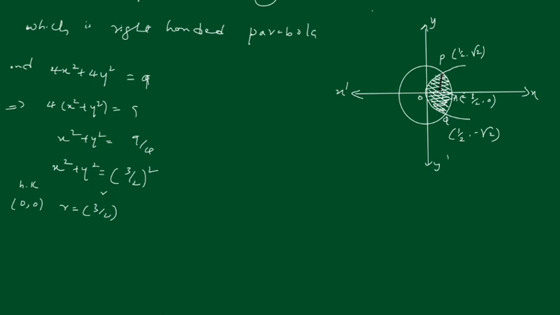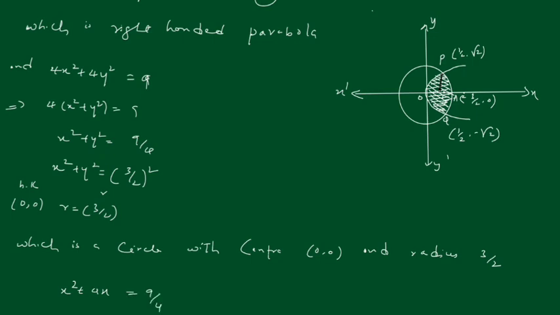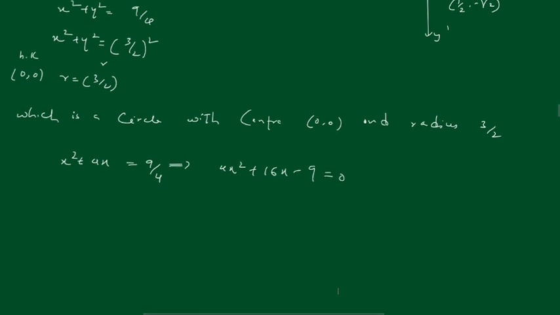So let's see. This is a circle with center 0 comma 0 and radius 3 by 2, right? So now what we have is x square plus 4x equals 9 by 4, which implies 4x square plus 16x minus 9 equals 0. So now it is in the standard form.